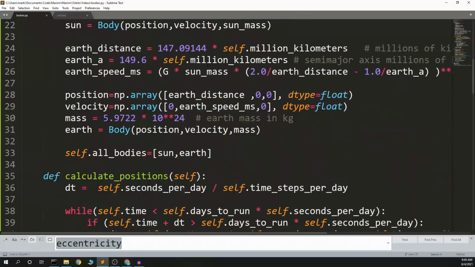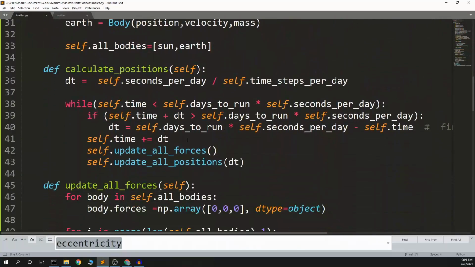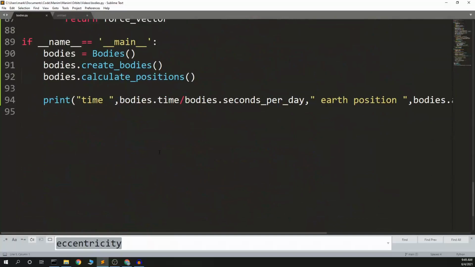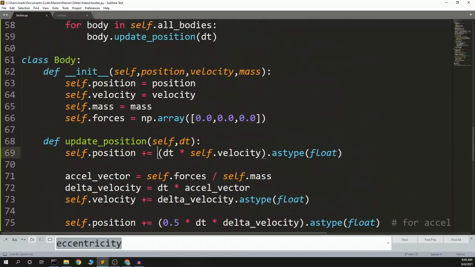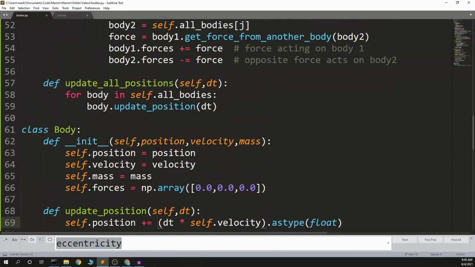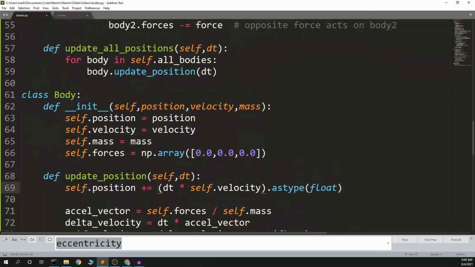So there's a couple key things in this backend. It's right around 100 lines of code, and a couple of them are key. So what we have: every body, a planet, a sun, every body has a position, a velocity, and a mass. And they all act on every other body.